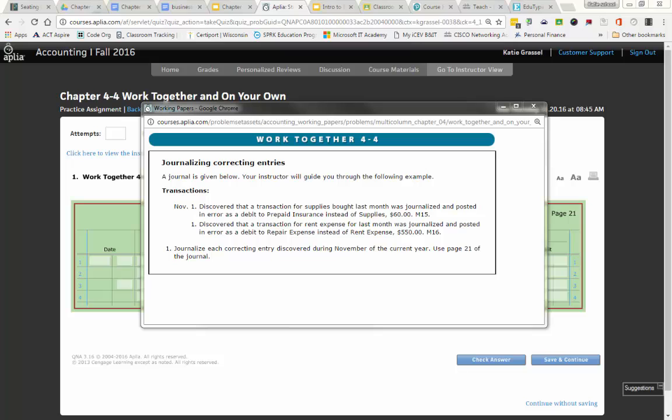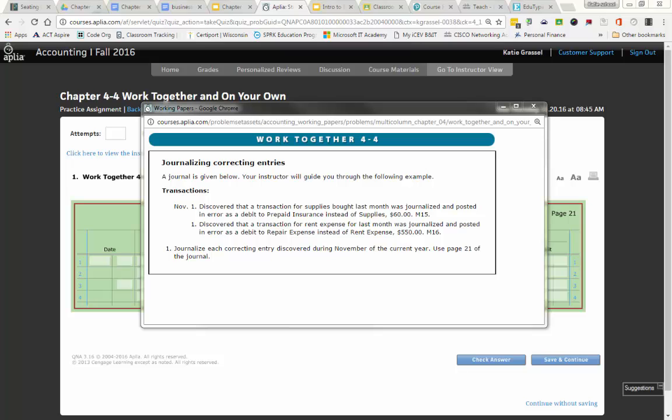Work Together 4-4 is going to make your head spin a little bit. Basically, what we have in Work Together 4-4 is a business that's been in operation. They have journalized some transactions. They have posted their transactions. And then they found out, oops, they made a mistake. It's important for you to realize that they had journalized and they had posted. And what they had found is they accidentally had put a transaction into the wrong account.